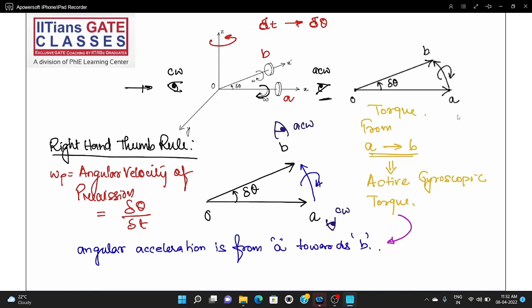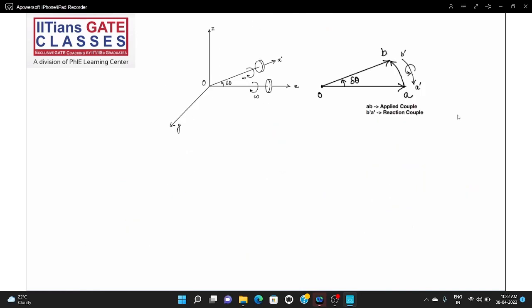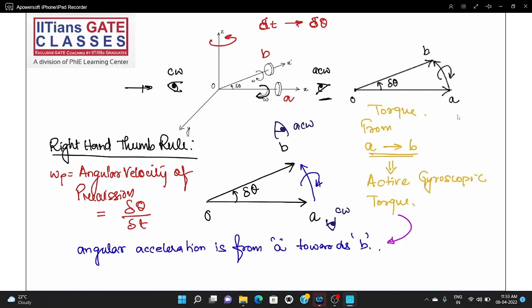Now, by Newton's third law, every action has an equal and opposite reaction. So if there is an active gyroscopic couple, there has to be a reactive gyroscopic couple. If you have an active gyroscopic couple from A to B, you'll have a reactive gyroscopic couple exactly equal in the opposite direction. The active gyroscopic couple is from A to B, and you can use the right hand thumb rule. You can see the direction is clockwise if you see it from A.